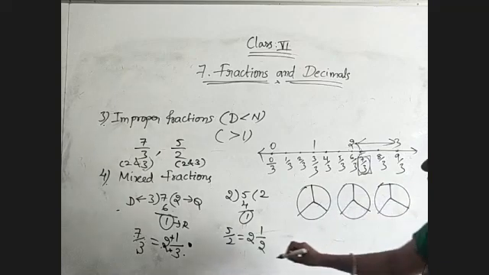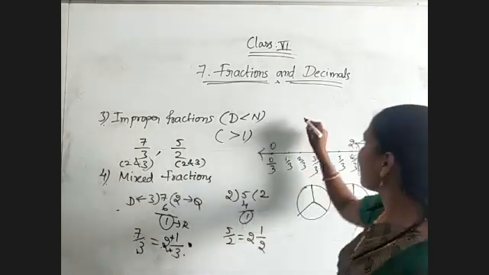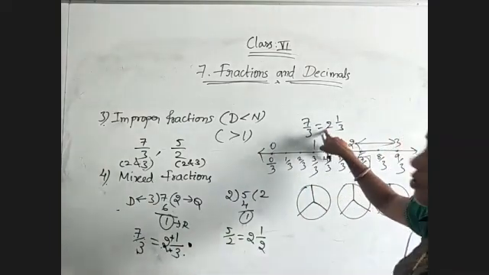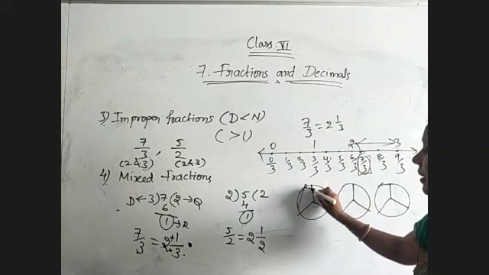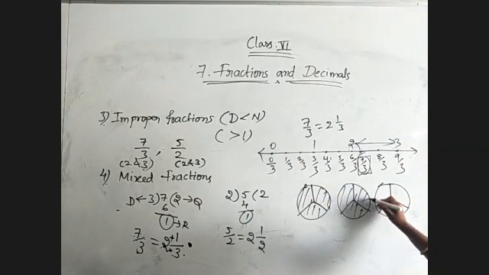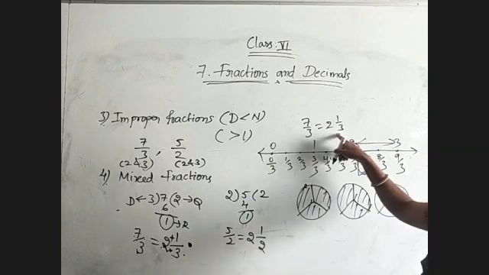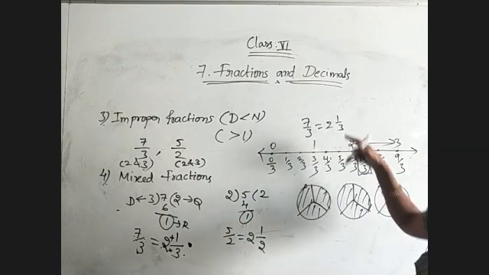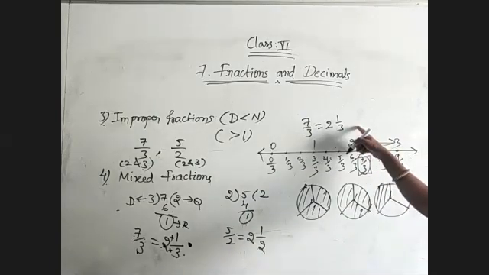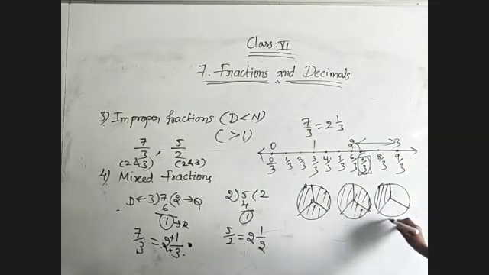And out of this, quotient is 2. 7 by 3 is equal to 2 1 by 3. So quotient is 2 means 2 holes completely used. Then in the third hole only one part is shaded. One part only selected. So 1 by 3. This is 1 by 3.